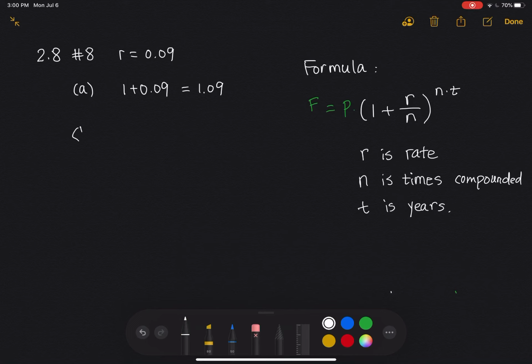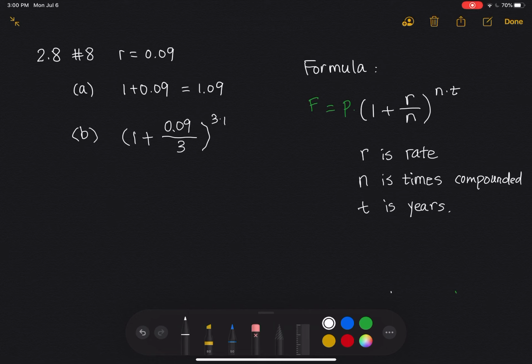So for part B, what if it's compounded 3 times a year? So what is that number? Well, just follow the formula. 1 plus the rate 0.09 divided by 3 times a year, because every 4 months, 3 times a year, right? You get 1/3 of that rate. Okay, so how many 4 months are in a year? 3. Okay, and times just 1 because we're talking about 1 year.